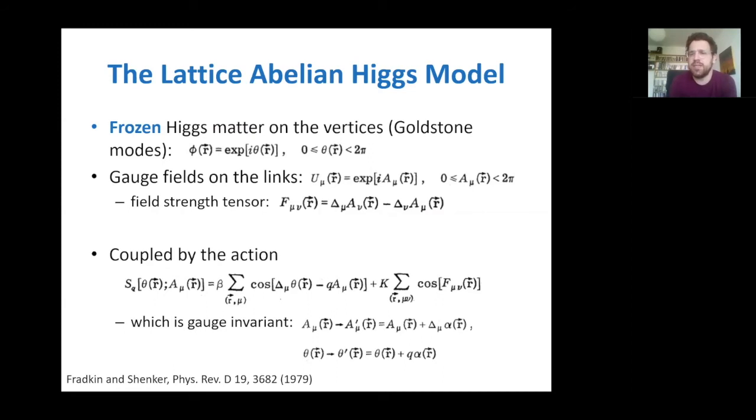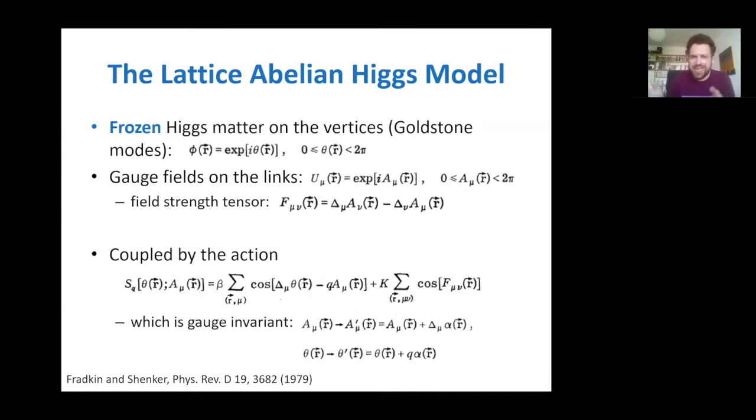They study it in the conventional way used in lattice gauge theory, in the action formalism, where both space and time are discretized. And the degrees of freedom are the following. On each vertex of the lattice, we introduce frozen Higgs fields, or Goldstone modes, if you want. That means that on each site or vertex, I have these fields phi of r, which are just exponentials of some angular fields, of some phases theta that take values between 0 and 2 pi.